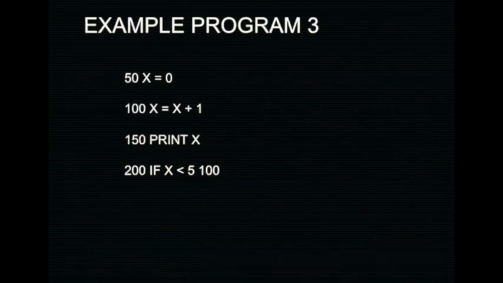We increment the value of x again, we print the value of x, and we continue in this loop until the condition x is less than 5 is false. The result of this program is that the numbers 1 through 5 are printed to the console.